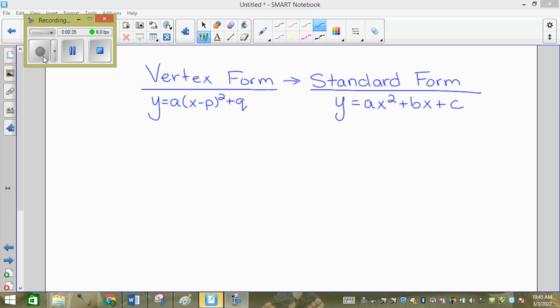So we're going to use polynomials of grade 10 to help us out here. A little bit of polynomial rules in grade 10 to help us out. So we're going from vertex form to standard form.